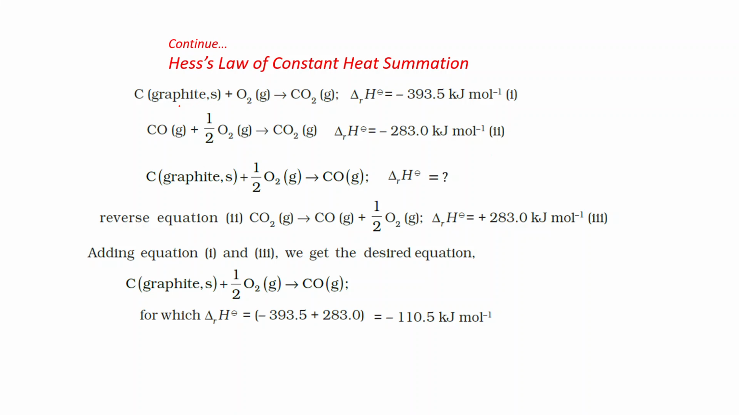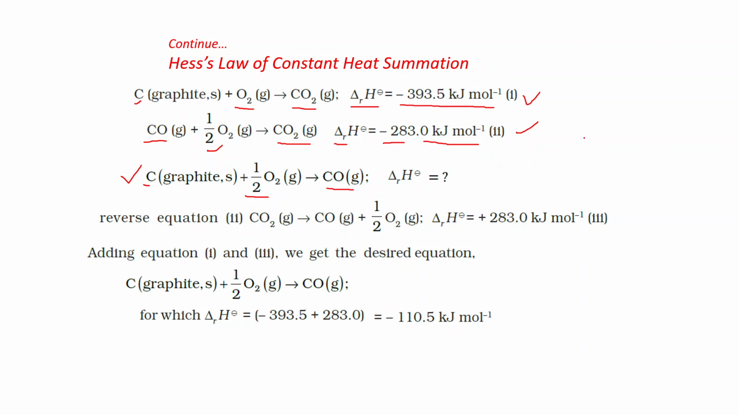Now take one more example. This is the formation of carbon dioxide by reaction of carbon in graphite allotropic form in solid state. When it reacts with O2, it converts into CO2, and for this the standard enthalpy of reaction is minus 393.5 kilojoule per mole. And when carbon monoxide reacts with oxygen, it converts into CO2, and for this the standard enthalpy of reaction is minus 283.0 kilojoule per mole. By using these two equations, we can find out the standard enthalpy of reaction for this equation: C graphite in solid state plus half O2 gas converting into CO gas.